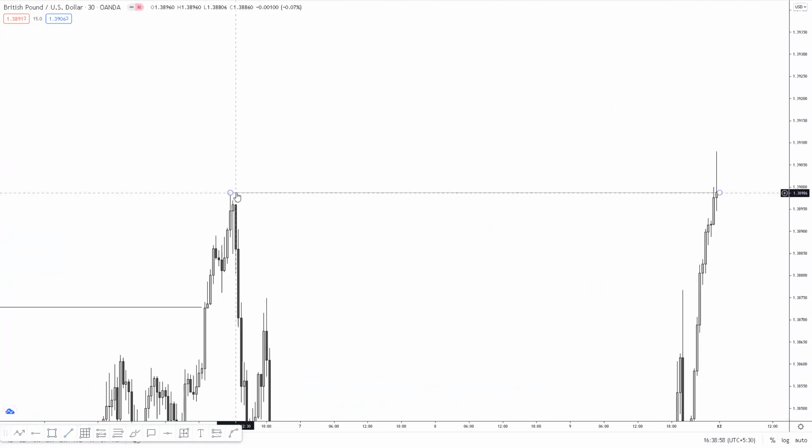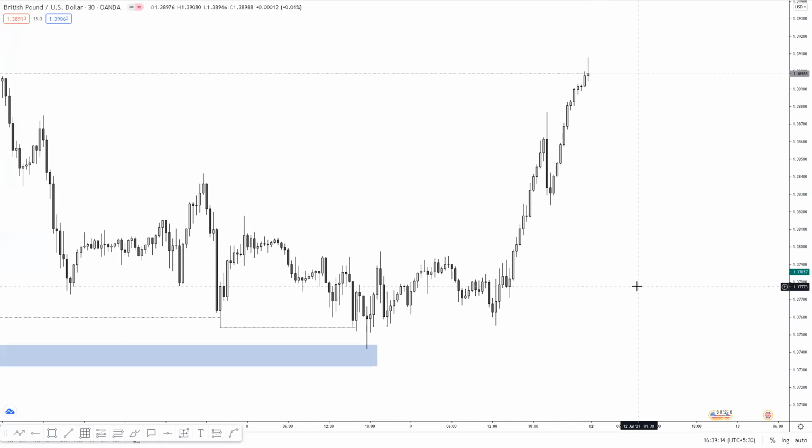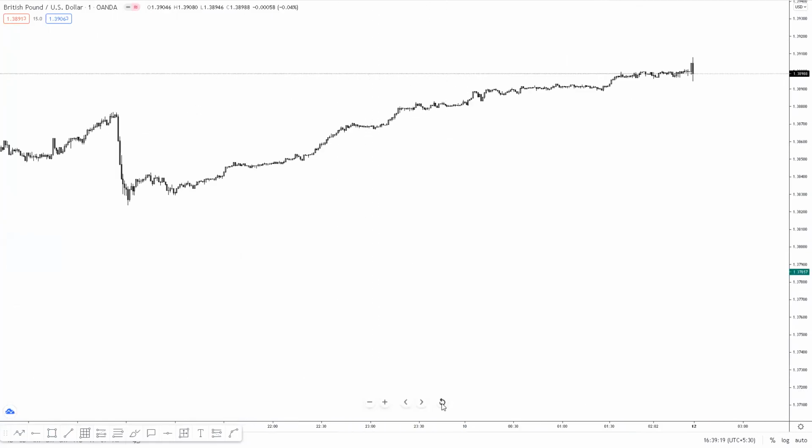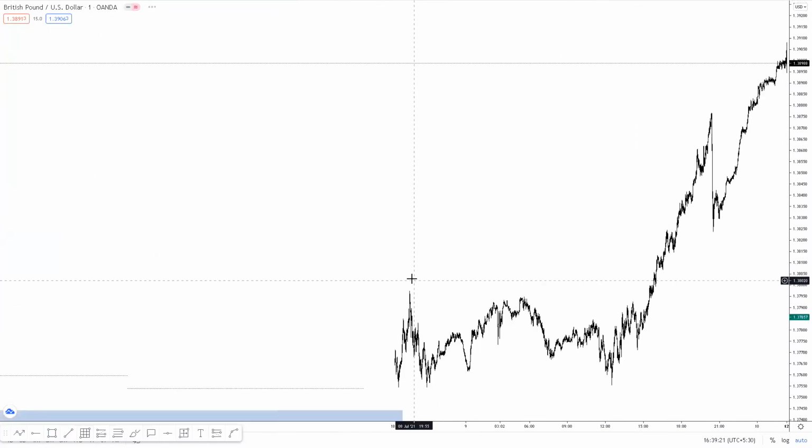You see what price did? It took out this high, and immediately it started coming back down because the buy stops have been activated right here. Now they do not want them to profit, so it's coming back down. You see that? So what I did was this. Now the fun begins.